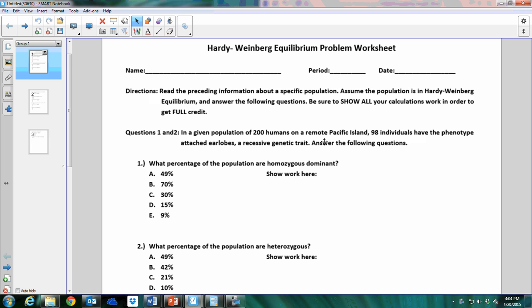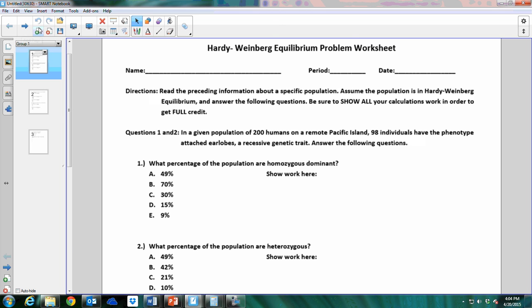So for questions 1 and 2, in a given population of 200 humans on a remote Pacific island, 98 individuals have the phenotype attached earlobes, a recessive genetic trait. Answer the following questions based on that. What percentage of the population are homozygous dominant? Well, we have to know a few things concerning the Hardy-Weinberg equation first.